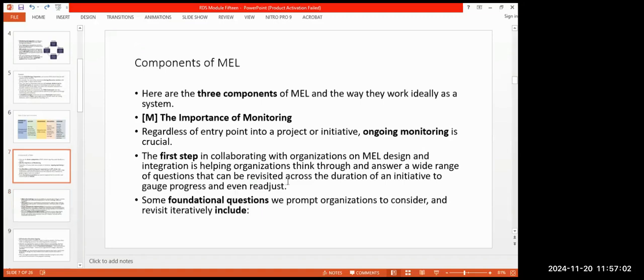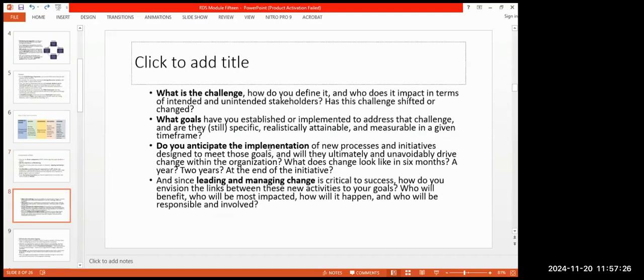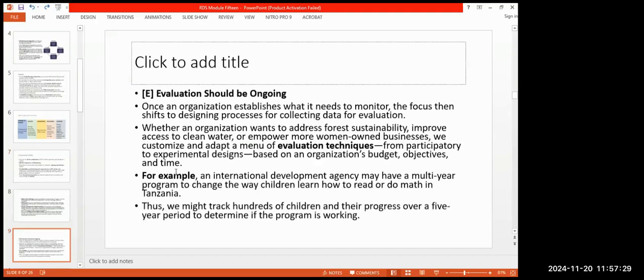So monitoring is really a very critical part of this component, and it must be seen as a standalone, and at the same time with a clear relationship with the other two components, which is evaluation and learning. Of course, the other one is evaluation, which should also be ongoing. And during evaluation, there are certain techniques that need to be considered, because evaluation at the early stage is not going to be the same as the evaluation at the later stages.